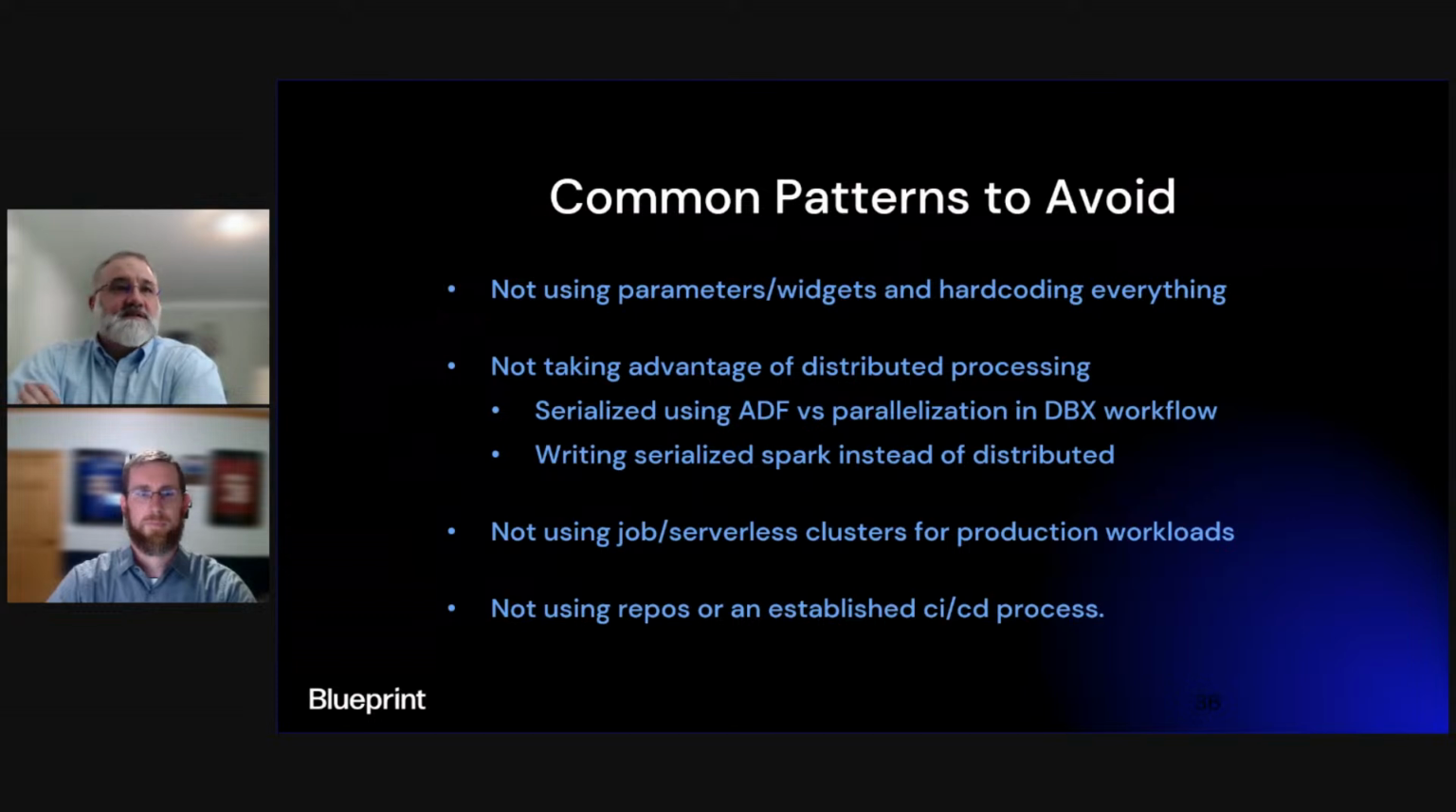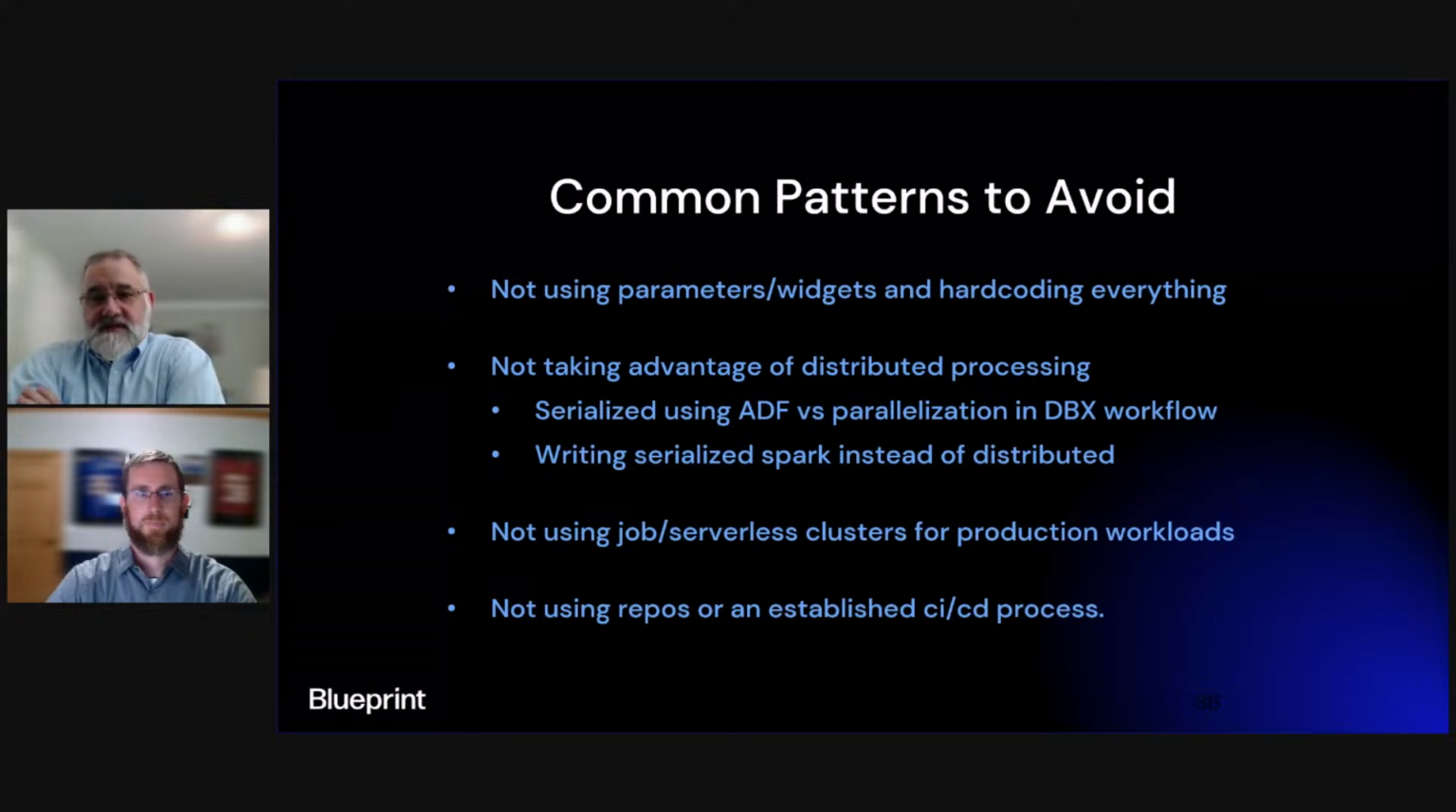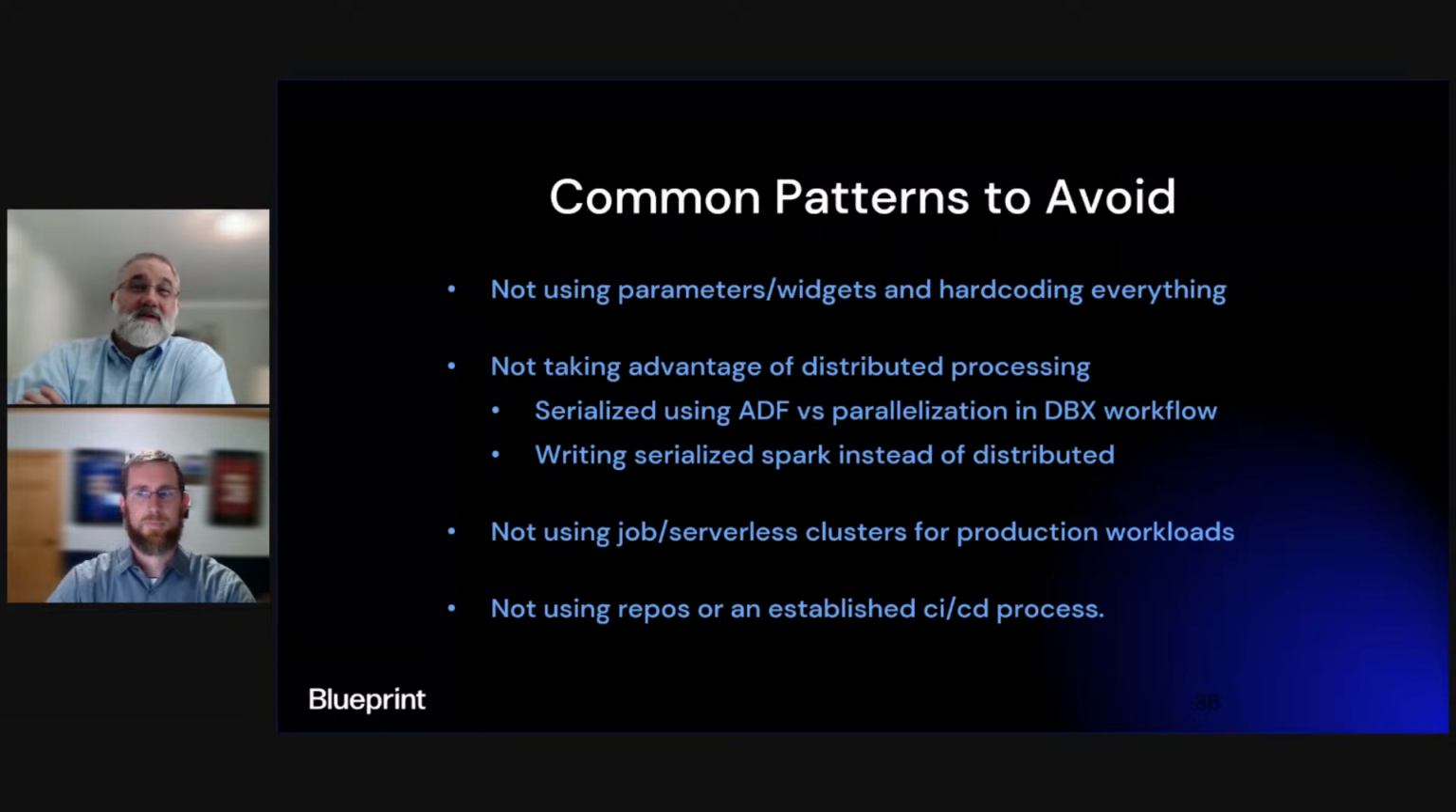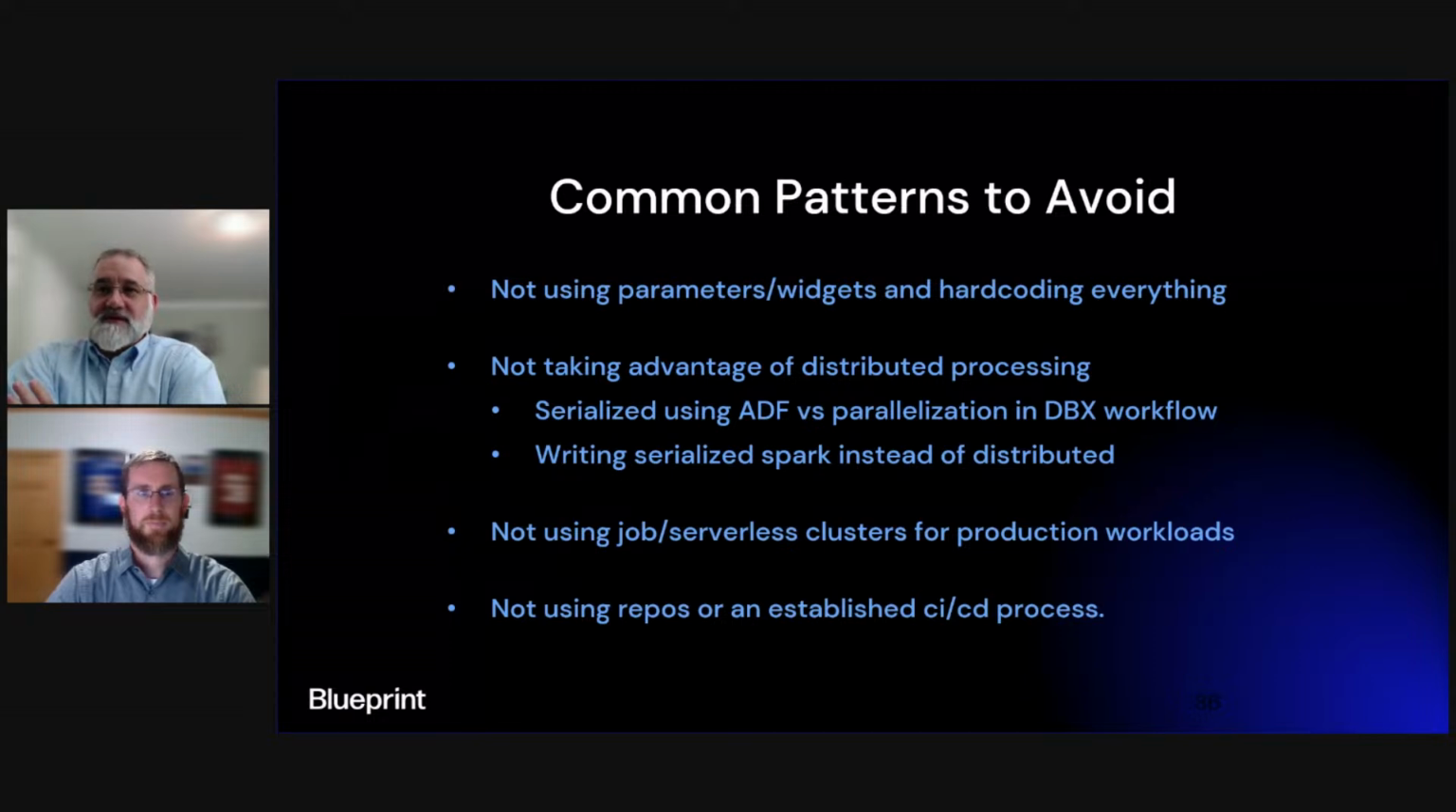The last practice is really not using repos or an established CI/CD process. Again, a lot of what we see is growing data teams or data teams coming from legacy systems, a lot of on-prem systems where you can't really do CI/CD or repos very easily or at all, or it's just not something they're familiar with. Once you get into the cloud, the deployments are a little bit more interesting. So getting into those processes reduces the amount of manual work.